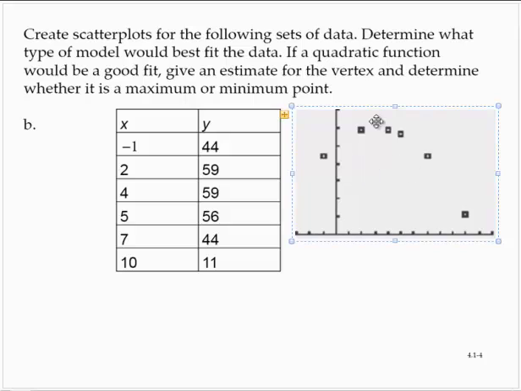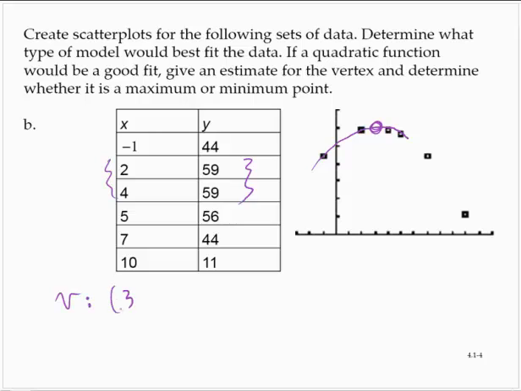Alright, again, it looks quadratic. And I'm sort of thinking something a little bit in here would be the vertex. And so I think it would be between these points. Between these points would be the vertex. So it looks like the vertex would be at x = 3 and would have to be a little bit more than 59. So I'm going to go with 60. So (3, 60), and that would be a maximum.